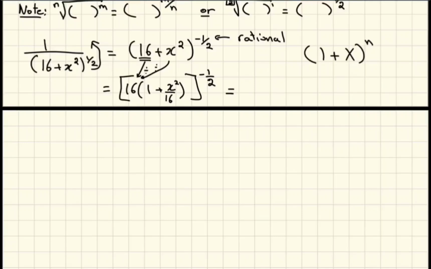It's equal to, now the exponent negative half must be distributed to the 16 and to the parentheses. So you get 16 exponent negative half, and this is not equal to negative 8. We're not multiplying 16 and negative half. And here we have 1 plus x squared over 16 exponent negative half.